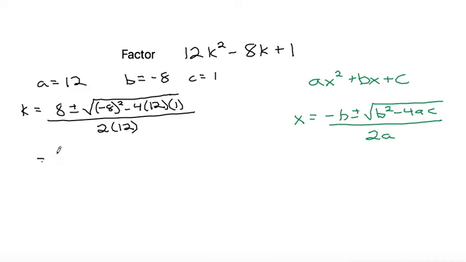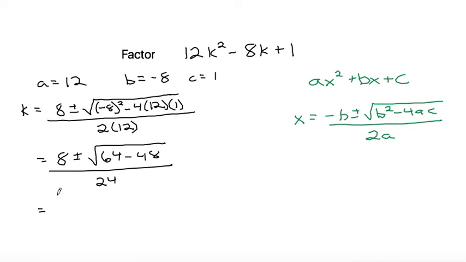So now we can simplify, and we get 8 plus or minus the square root. 8 squared is 64, and 4 times 12 is 48, so that would be minus 48, all over 2 times 12, which is 24. So then continuing to simplify, 8 plus or minus the square root of 64 minus 48 is 16. So we have the square root of 16 over 24.